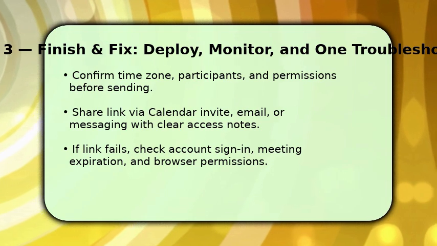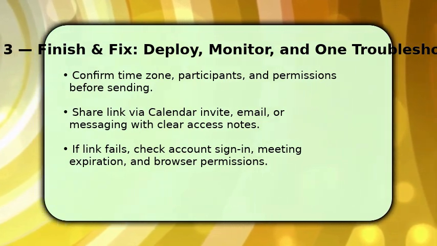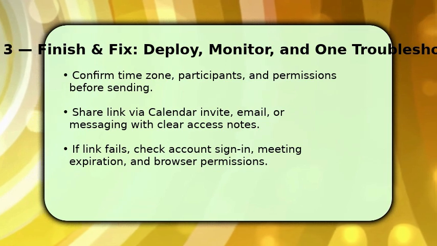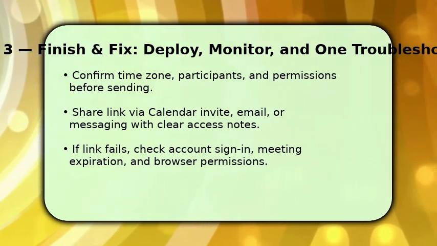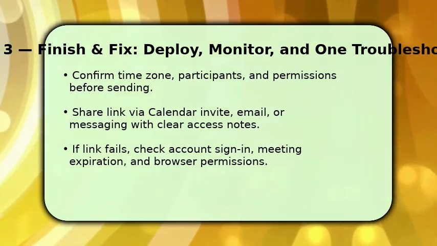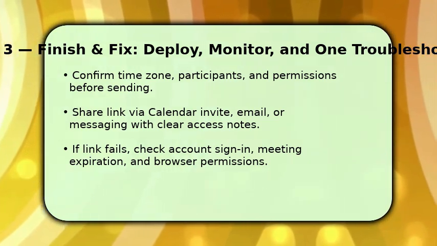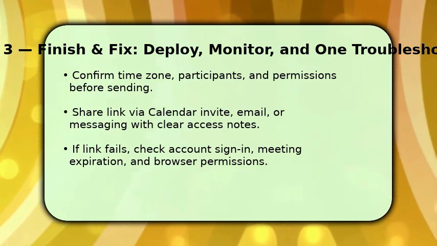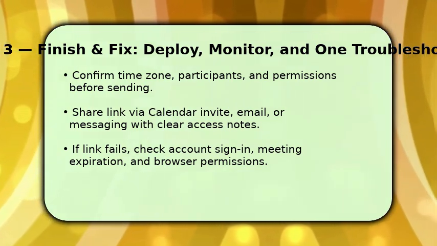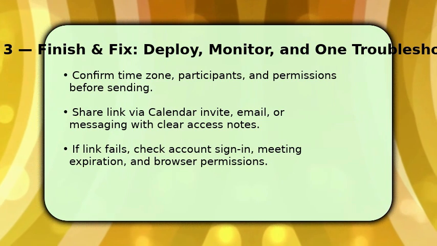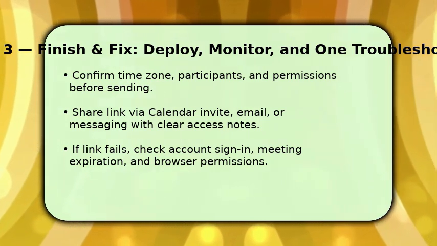Make sure participants know whether they need to sign in and whether they'll be admitted automatically. If you run into an issue, someone reports the link won't join. First, verify they're signed into the correct Google account, then confirm the meeting wasn't deleted or expired. Also check browser camera and microphone permissions. If problems persist, recreate the meeting and resend the new link.